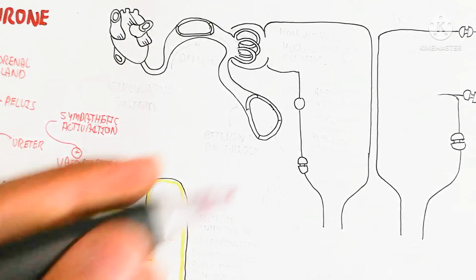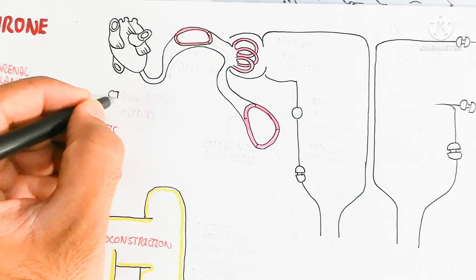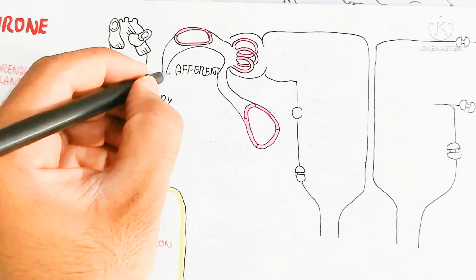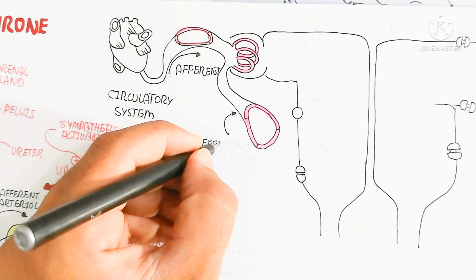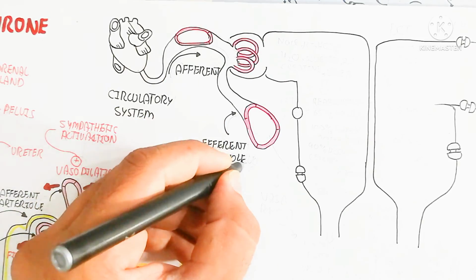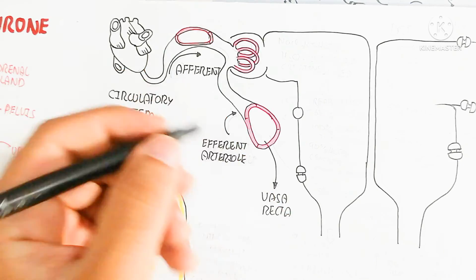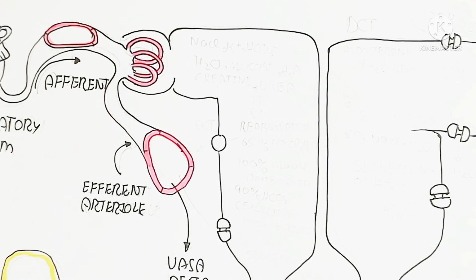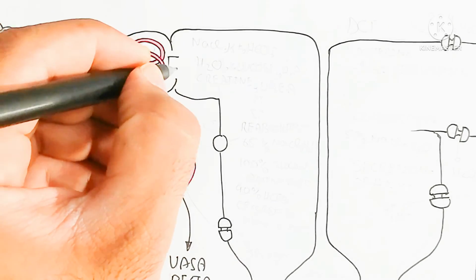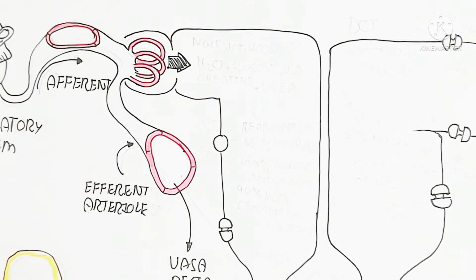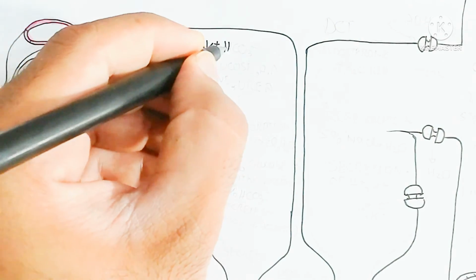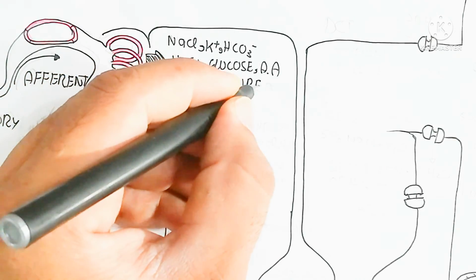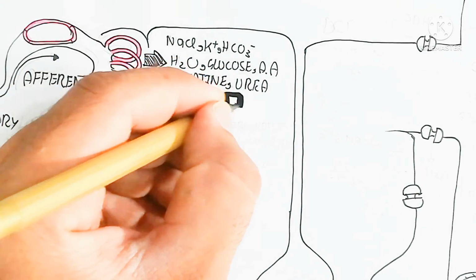So this is the circulatory system. Let's begin to understand from the circulatory system, which provides blood toward the afferent arteriole. This is the afferent arteriole, and this is the efferent arteriole. The efferent arteriole makes the vasa recta. The vasa recta along the loop of Henle is used for reabsorption of water, but here the filtrate goes from the glomerulus to the Bowman capsule: sodium chloride, potassium, hydrogen bicarbonate, water, glucose, amino acids, creatinine, and urea.